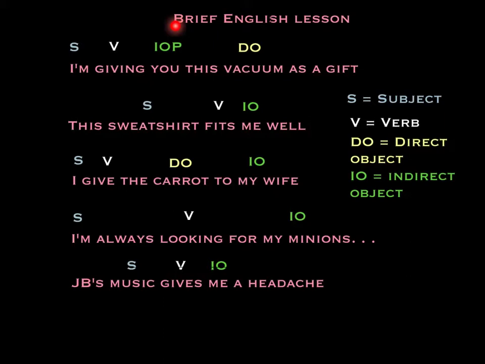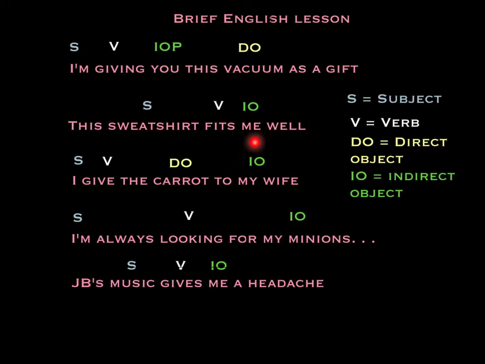What a great gift, a vacuum. Let's move on. This sweatshirt fits me well. The thing doing the action is the sweatshirt. It's fitting. And to whom is it fitting? Well, it's fitting me well. So that is our indirect object. Let's look at one more example here. I give the carrot to my wife. The thing that is being given is the carrot. To whom is it being given? My wife. That would be our indirect object here.